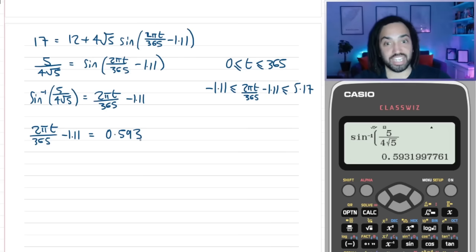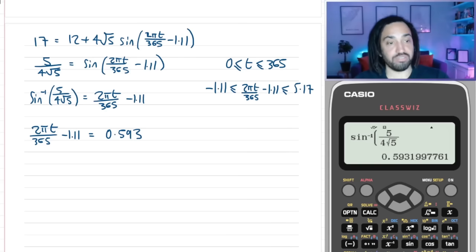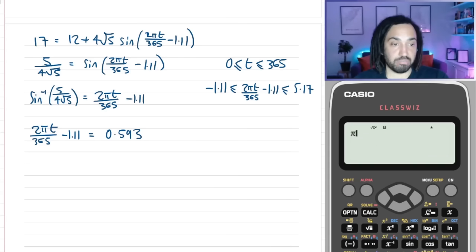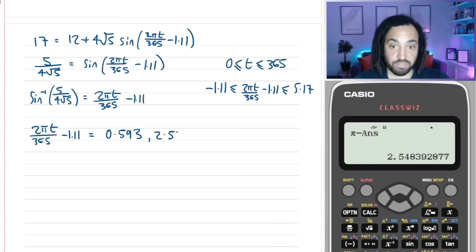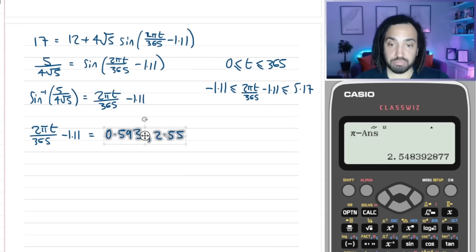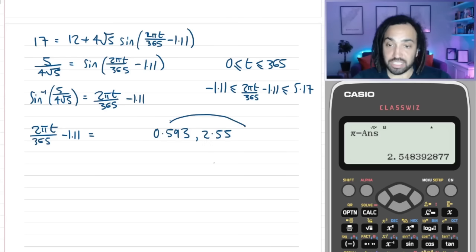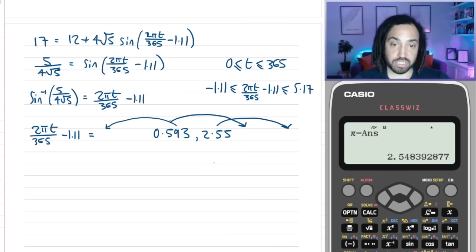Now wait, as soon as you have done inverse sine or inverse cos or inverse tan on your calculator, I want you to find the second value straight away. Okay? Now the second value for sine is pi minus the original. Okay, great. So that is 2.55. Now these are the two important values, and what we're going to do is add 2 pi to them, like so, and also minus 2 pi from them, and we're going to see if there are any that are in the range.